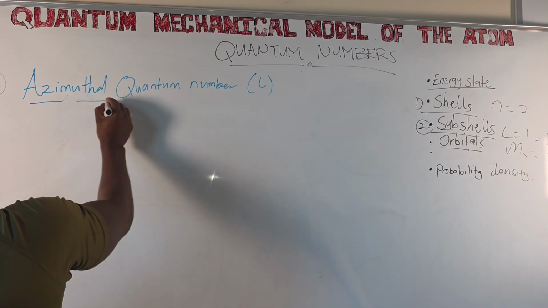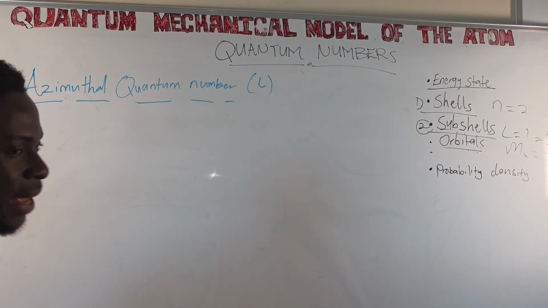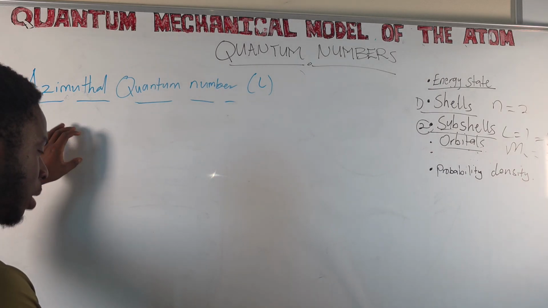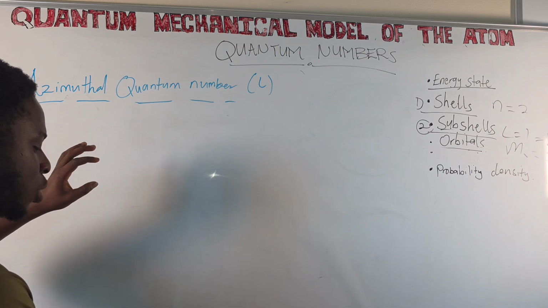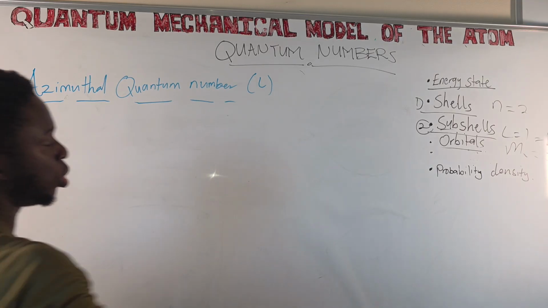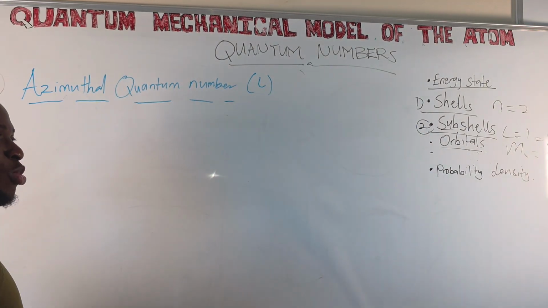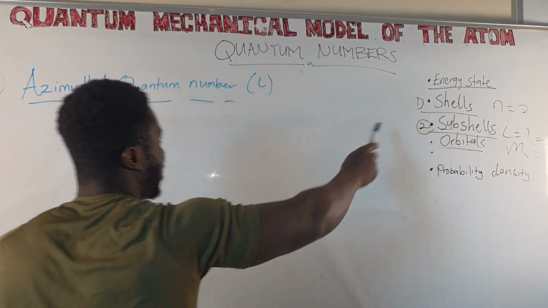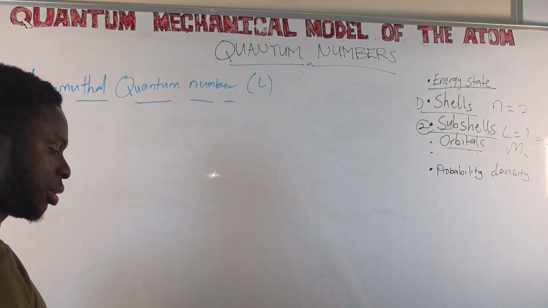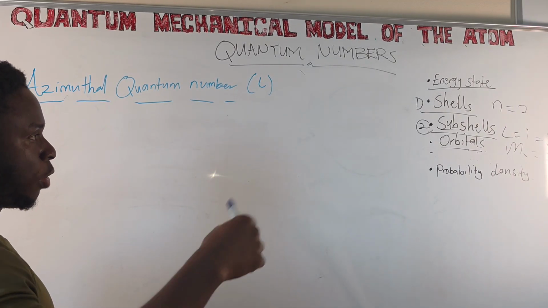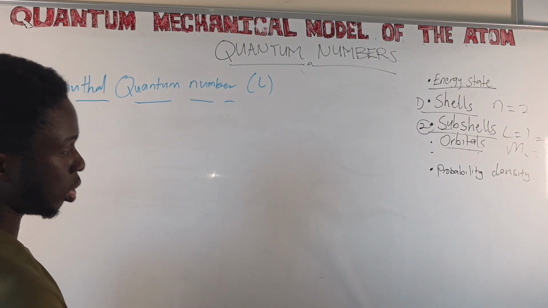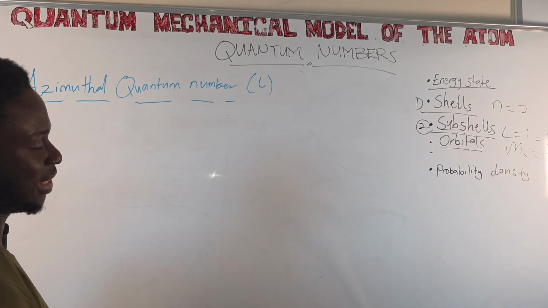Now this azimuthal quantum number depends on the principal quantum number. The principal quantum number defines the azimuthal quantum number. What the azimuthal quantum number does is describe the shape and the number of possible subshells. So the principal quantum number gives the shells. The azimuthal quantum number gives the number of subshells and the shape of the orbital, or the cloud, the probability density that the electron occupies, right?